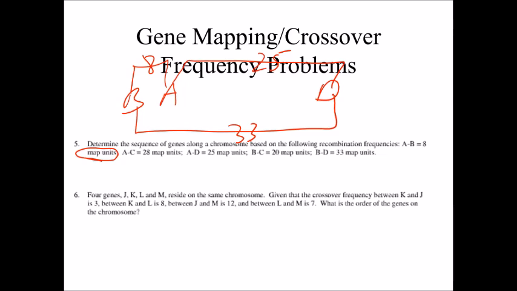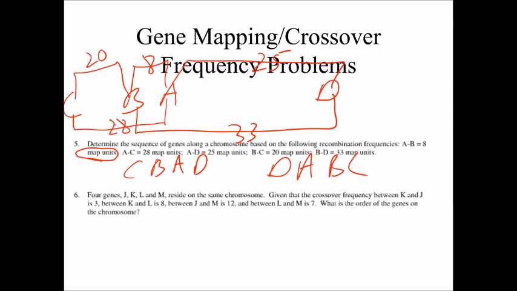We're missing C. So A and C cross over 28% of the time. And B and C cross over 20 map units. So we need to figure out where it's at. And it looks like C is going to be... C has to be over here because A and C cross over 28% of the time. B and C only cross over 20% of the time. So our answer on this particular problem is C, B, A, D, or same answer, D, A, B, C.